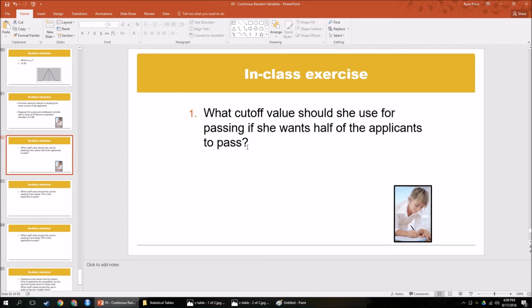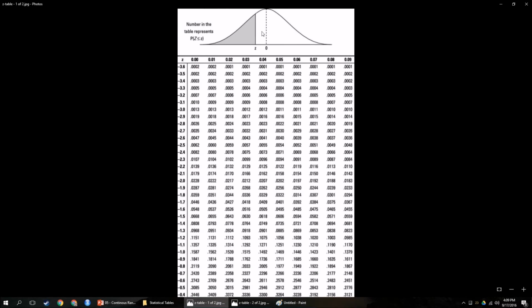Okay, now we can look at the table. So basically this is a question of trying to find the critical value for the points required to pass of 0.5. Because if we want half the applicants to pass, there's a curve here, it's drawn, so I'm going to use that. We want half of the applicants to do worse than that passing score, and we want half the applicants to do better than that passing score.